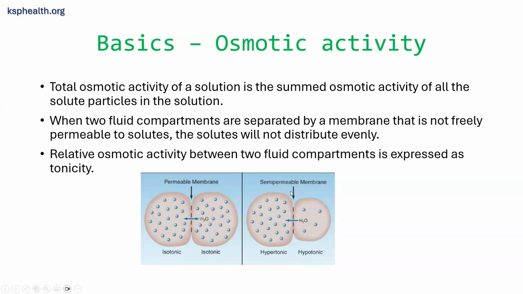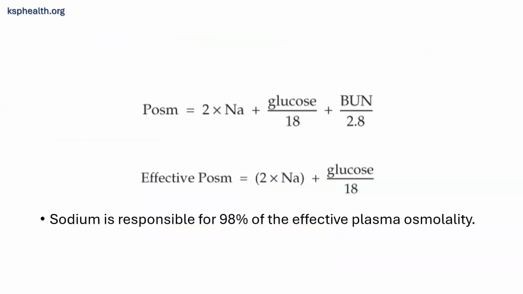On the other hand, if the membrane does not allow the free movement of the solutes, then the compartment that has more solute is called hypertonic, and the one that has less solute is called hypotonic. It is very basic. Let's dive into what happens in the body. The plasma osmolality is contributed by three elements in the plasma. One, sodium, number two, glucose, and third, BUN, blood urea nitrogen.